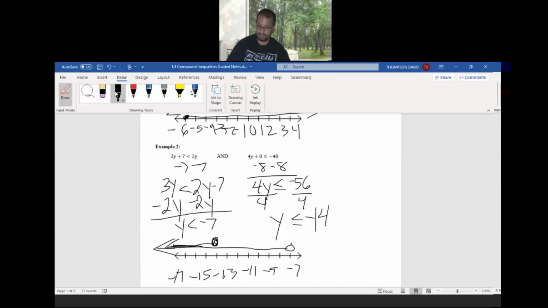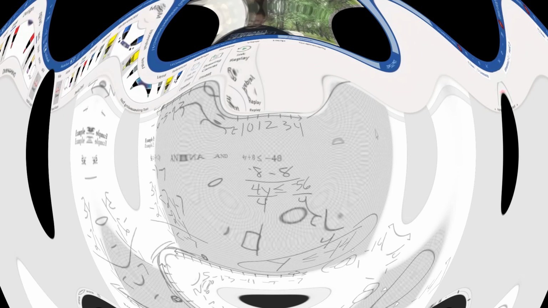Since this is an AND situation, we have to look at where these two lines intersect, so that would be from negative 14 on. So our solution would be just y is less than or equal to negative 14. So in interval notation, negative infinity to negative 14, and we are done.